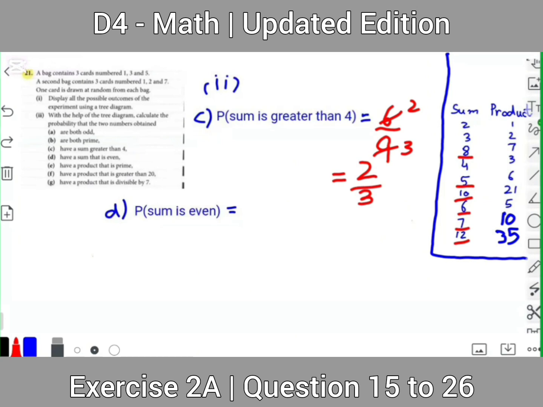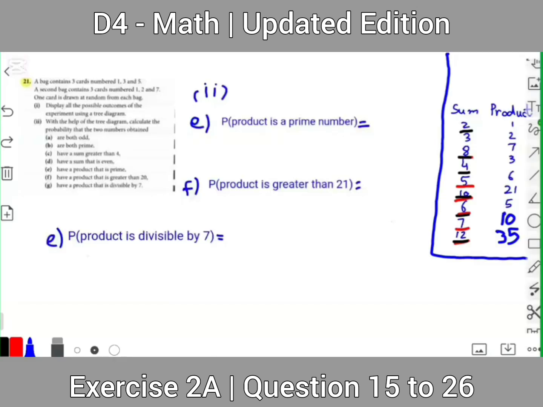Now on part D, to find out that the sum is even, we will mark the even sums with black. So we have 2, 8, 4, 10, 6, and 12. So 1, 2, 3, 4, 5, 6. The number of favorable outcomes is 6, and the total number of possible outcomes is 9, and it will be simplified to 2/3. So again, the probability that the sum is even is equal to 2/3.